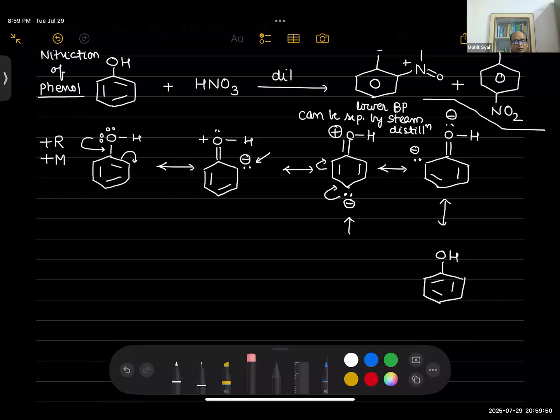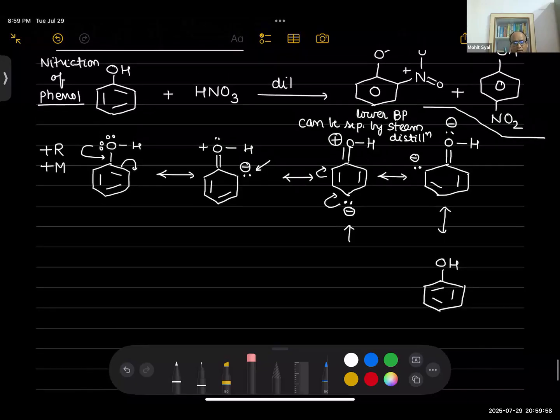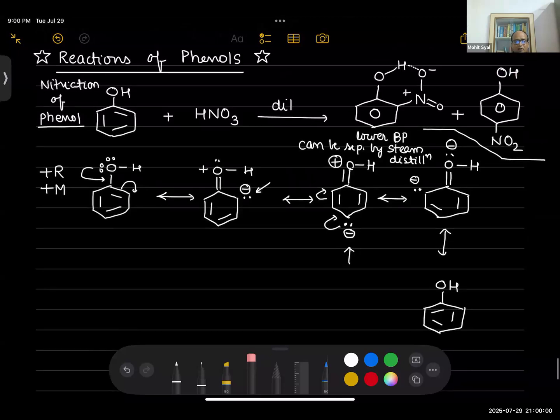I hope this is clear to all of you. Any doubts? No, sir. But very, very important. And remember one thing, we have taken dilute nitric acid. So dilute is a kind of mild substance. This diagram is given in your NCERT, right? Orthonitrophenol, paranitrophenol, very, very important, very common.